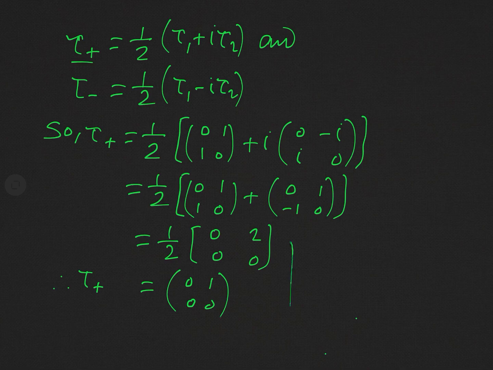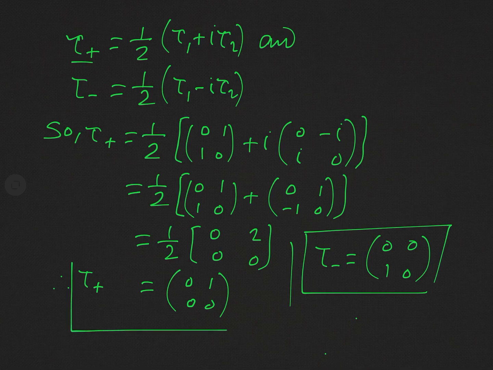And in a similar manner, you can find the matrix tau minus. You can do it yourself. I am just writing its value. Tau minus is equal to what? This will actually be 0 0 1 0.